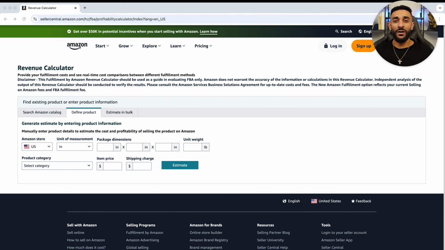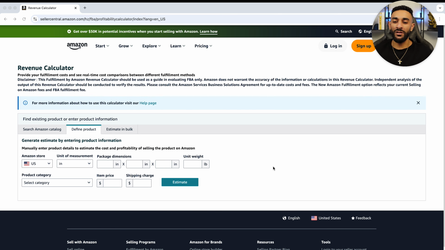Now to get our Amazon FBA fees and our final profit margin, we're going to be using the Amazon FBA fee calculator, also known as the revenue calculator. What we would want to do now is plug in our final package dimensions and weight of the product that we got from our manufacturer. Keep in mind right here the unit of measurement. It's either going to be in inches and pounds or centimeters and kilograms.